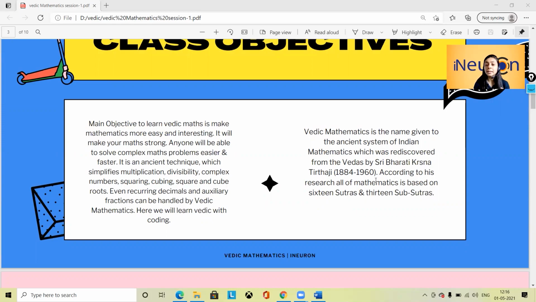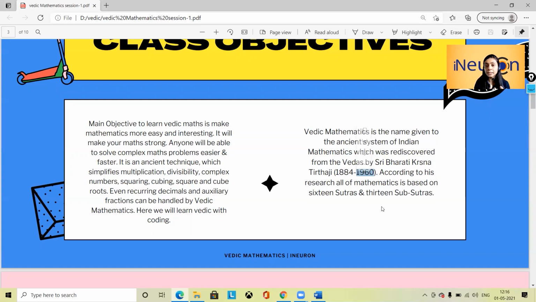Vedic mathematics is a name given by Indian mathematicians, and it was discovered by Sri Bharati Krishna Tirthaji, back around 1960. Here you can see, he was born in 1880 and died in 1960. In between, he discovered this. According to his research, all the mathematics you are studying in your school curriculum in a traditional way can be done with Vedic mathematics formulas.